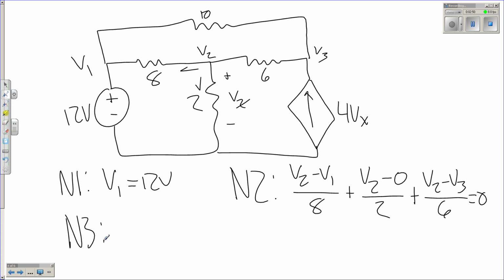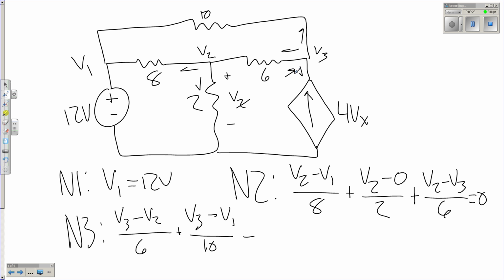N3, we'll start with what we know. Current there, V3 minus V2 all over 6. And our current here, V3 minus V1 over 10, which we add. And then the current here. And that current is just going to be negative, since we know already from the direction that the source is pointing that this is wrong. It's going to be negative 4 V2. And all this equals 0.